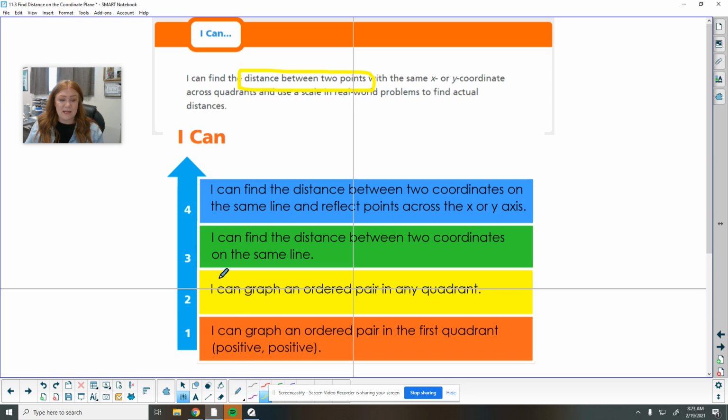So that right there will give you a 3. You can find the distance between the 2 coordinates. You have accomplished what we need to today. We're also going to do a little bit extra today.